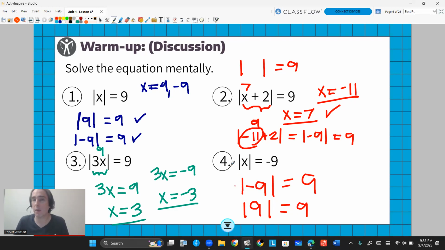So there is no number that I could plug in for x that when I apply the absolute value, I get a negative. So this would have no solution. No solution. You cannot get a negative in this problem.